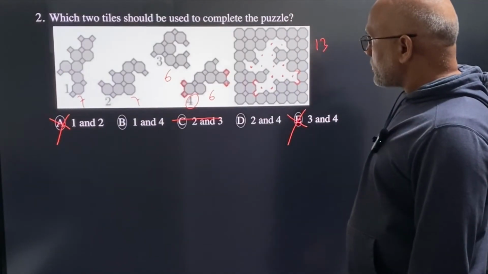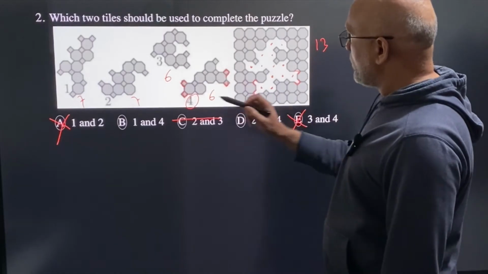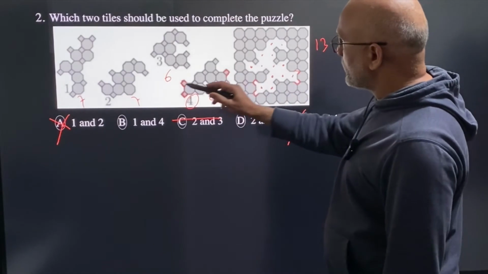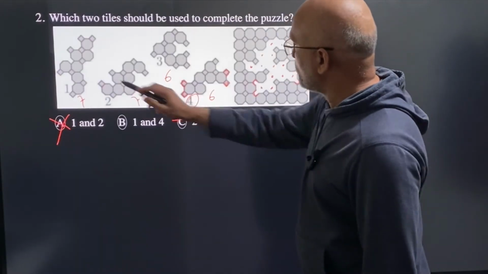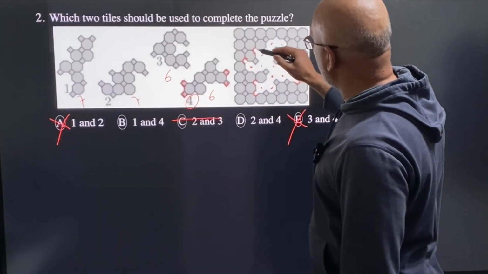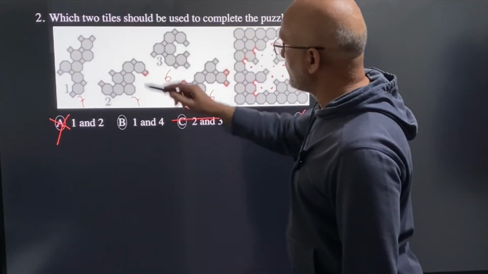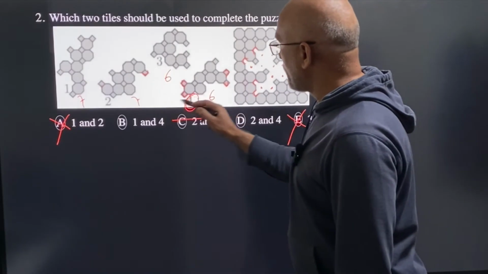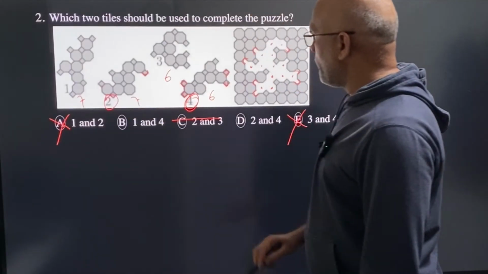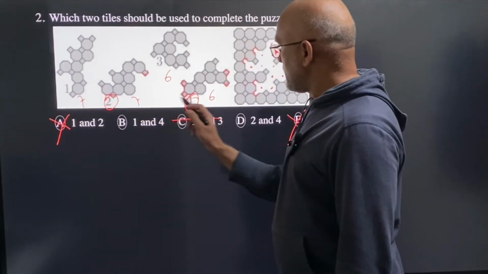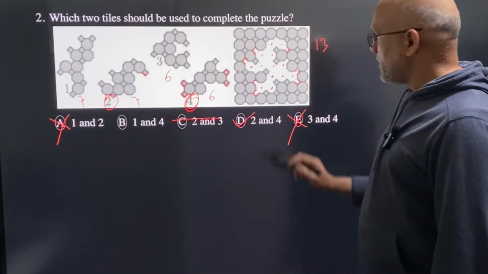All right, so if I now look at some of the patterns here, I need these two pieces, they kind of match there, and that also has this one here, right? So it seems like 4 and 2, they also add up to 7 plus 6 is 13. So these are the missing pieces. D is the correct choice.